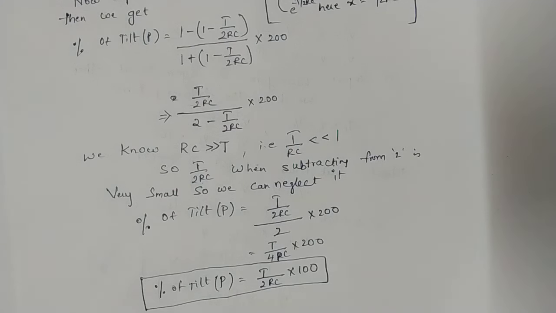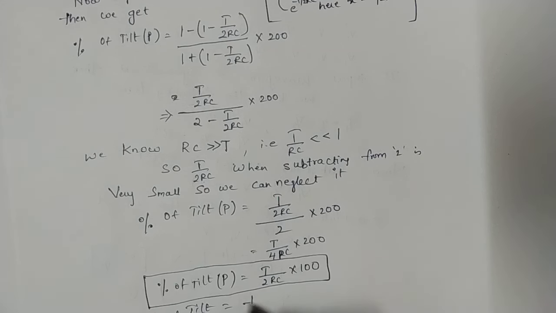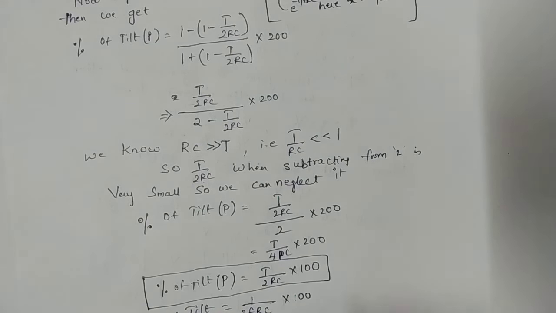Using this formula we can have two different relationships. We have to find the relationship between tilt and time constant, and also between frequency and time constant. Here we already know T equals 1 by f. So in place of T, we can write the percentage of tilt equal to 1 by 2fRC into 100. We can write it like this also.